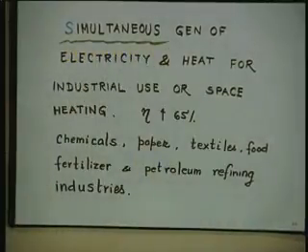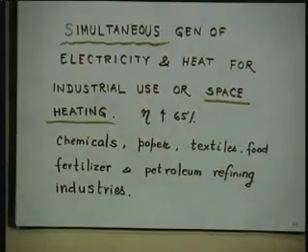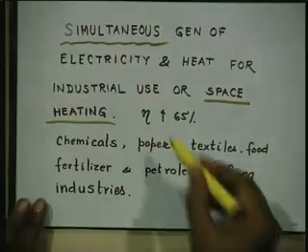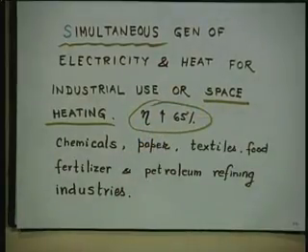So, we can always generate power and steam separately, no problem. But if you have a simultaneous generation, then that is cogeneration for industrial use or space heating. We were just talking about space heating. The efficiency becomes 65%, imagine the advantage, from 40% to 65%.